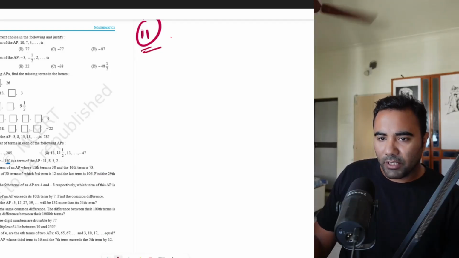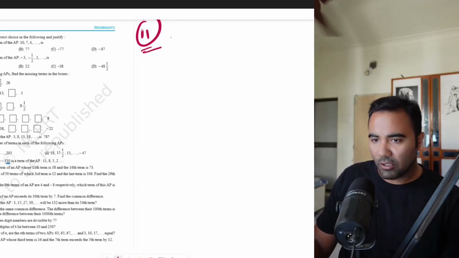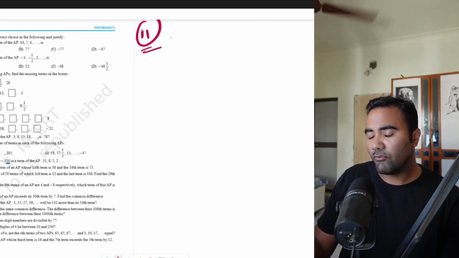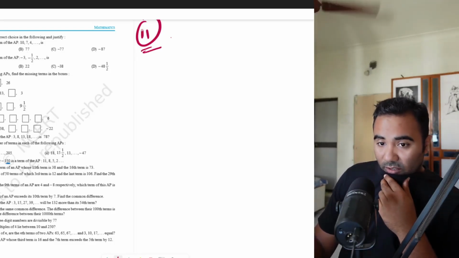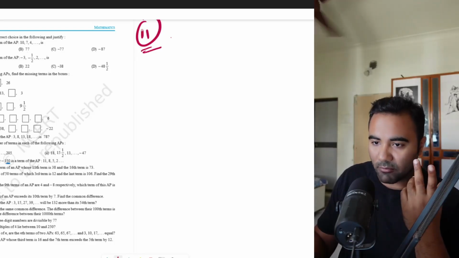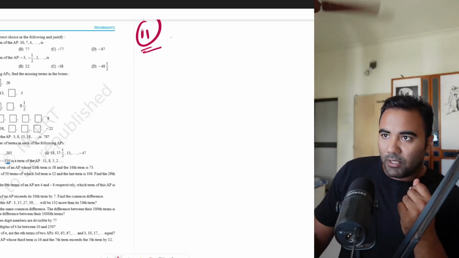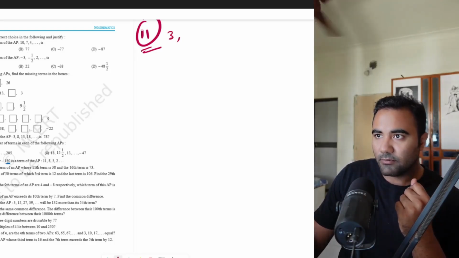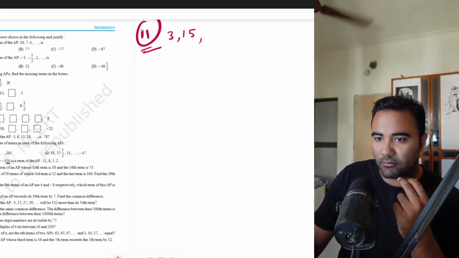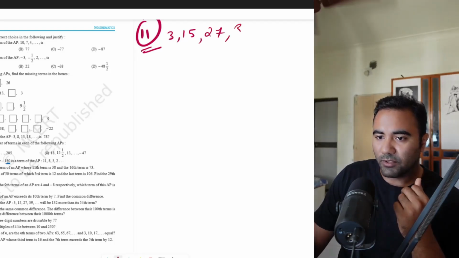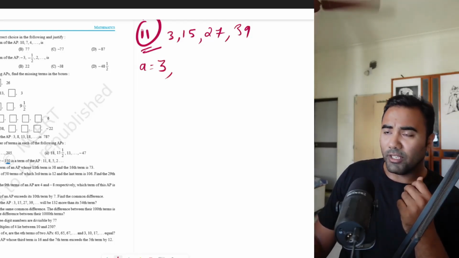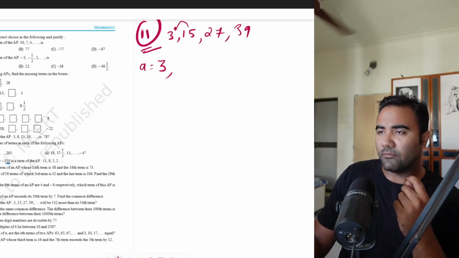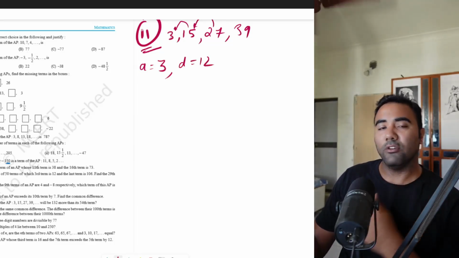Which term of the AP will be 132 more than its 54th term? So first we need to find the 54th term, add 132 to it, then find the position of that number. So the AP is 3, 15, 27, 39. So a is equal to 3. Common difference is 15 minus 3, which is 12. 27 minus 15 is again 12. So common difference is 12.